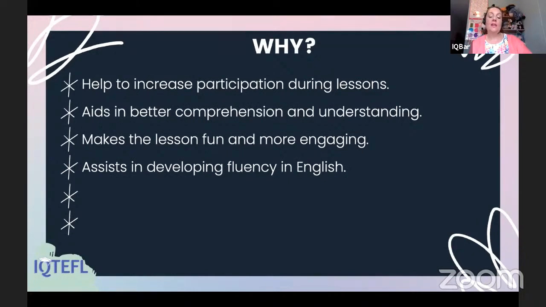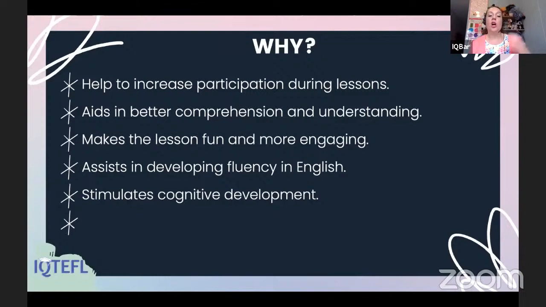And it assists in developing the fluency in English, because we can use these different props and Realia. Our students become much more familiar with these as real life objects and they can use them. If we then use them to help them apply that in real life sentences, then their fluency will obviously increase.